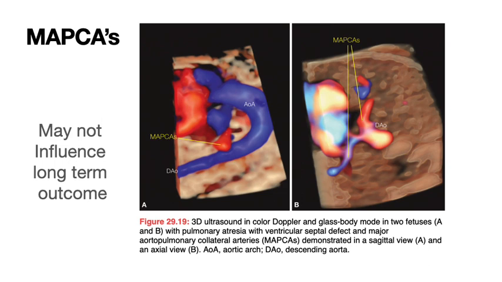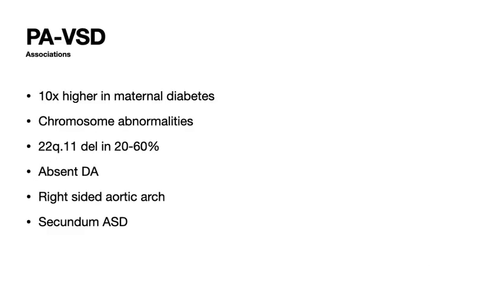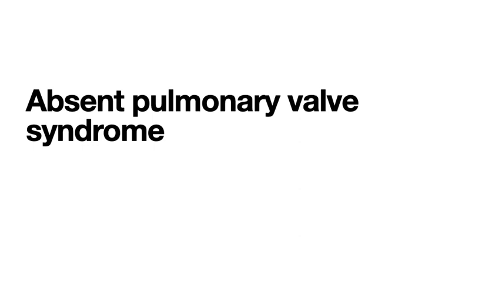And again, very few of these heart defects are all by themselves. There's something going on. And the structural things that tend to go along with this is an absent ductus arteriosus, a right-sided aortic arch, and often a secundum atrial septal defect, which we'll talk about more later. It happens to be higher in maternal diabetes, higher incidence of chromosome problems, and 22q deletion is very high, 20 to 60%. And then lastly, we're going to talk about the absent pulmonary valve syndrome.